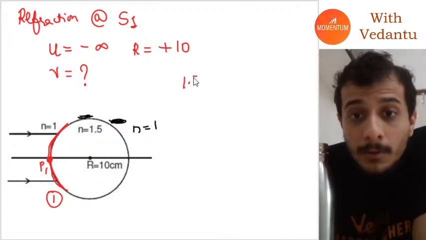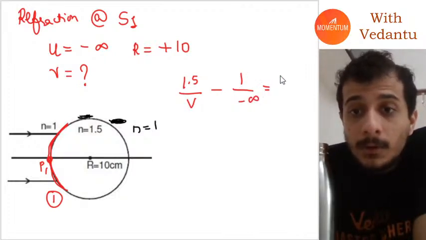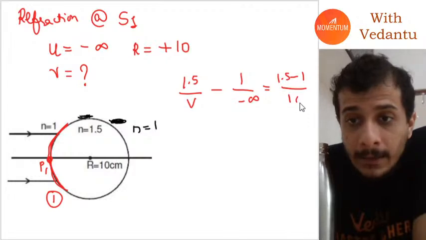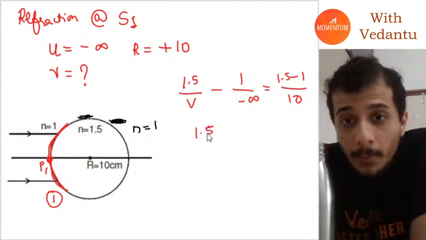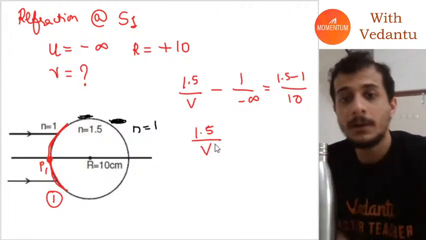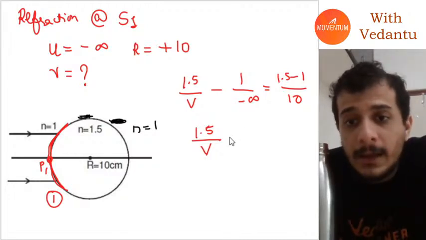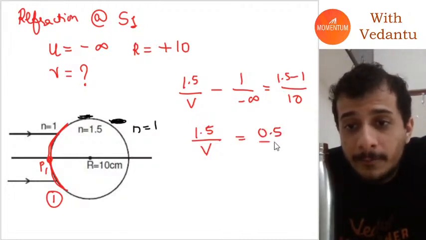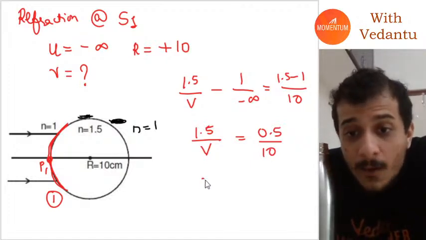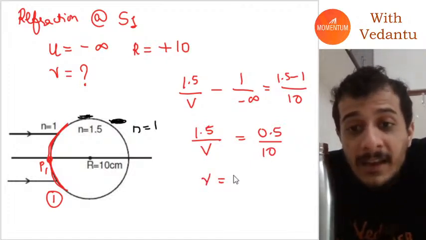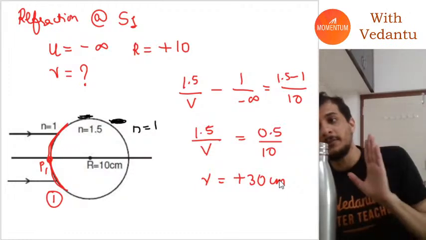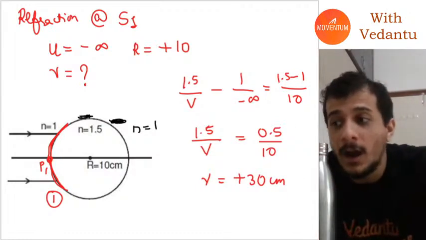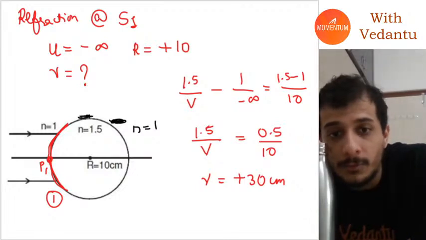I will write 1.5 by V minus 1 by minus infinity is equal to 1.5 minus 1 by 10. Now that gives me 1.5 by V minus 0 is equal to 0.5 by 10, which gives me V is equal to plus 30 centimeter. I hope you guys understood so far.